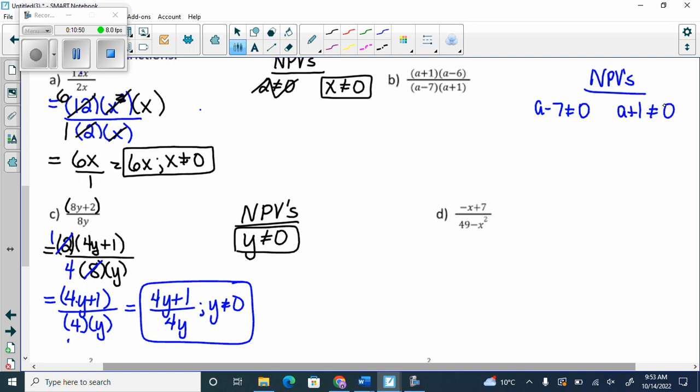So I'm just taking my 2 denominators. Do I need my numerators when I'm stating NPVs? No, because the numerators can equal 0. That's totally fine. It's just your denominators that can't. So I add my 7 over, and I say A can't equal 7. Here I subtract my 1, and I say A can't equal negative 1. I just take my NPVs, then and only then after I take my NPVs can I cancel.